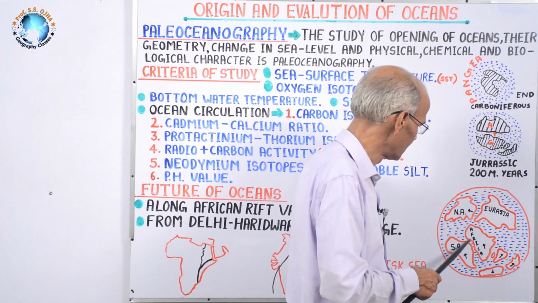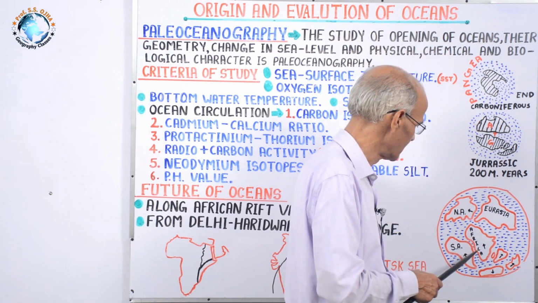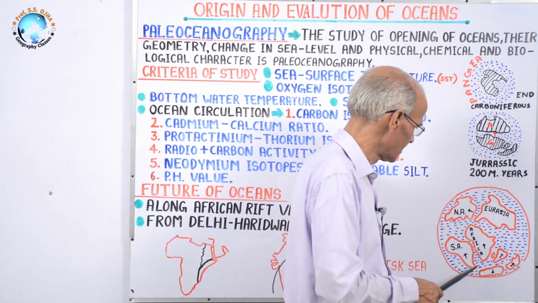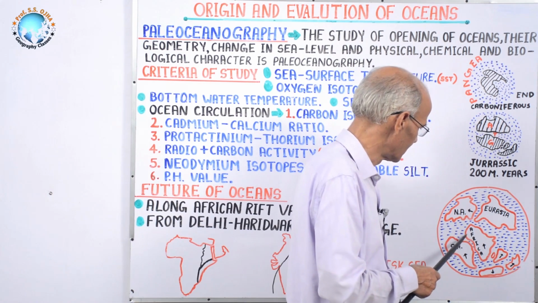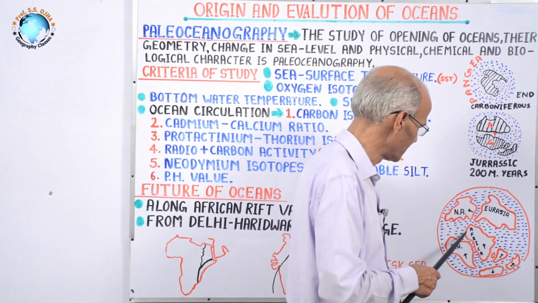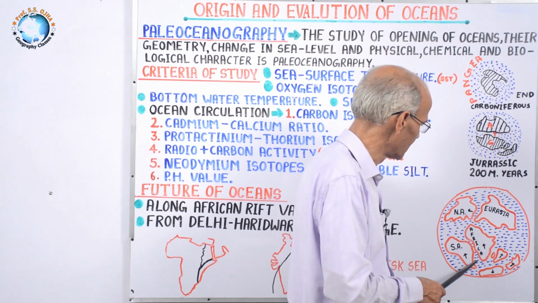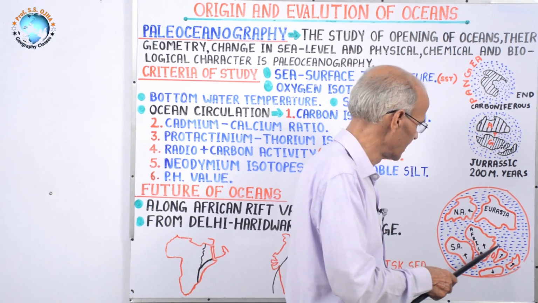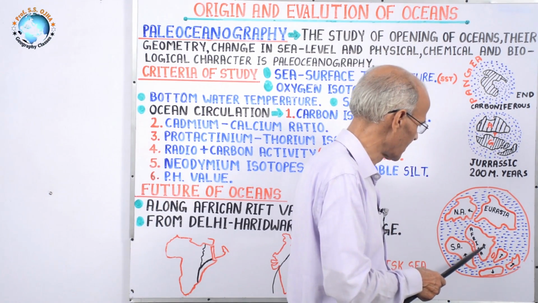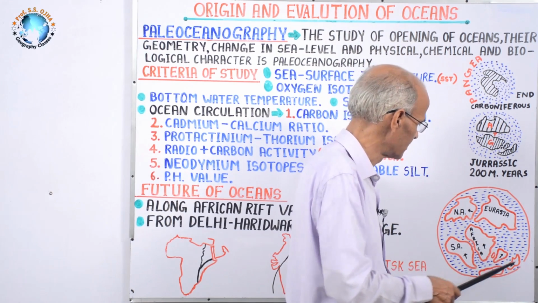Then in between, a rift was formed, and in this gap the water of Panthalassa was filled. Thus 120 million years back this South Atlantic Ocean opened, and the same process forced India and Australia to get separated from Africa and move north and northeastward.